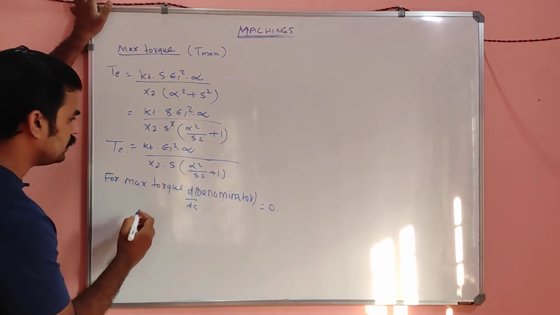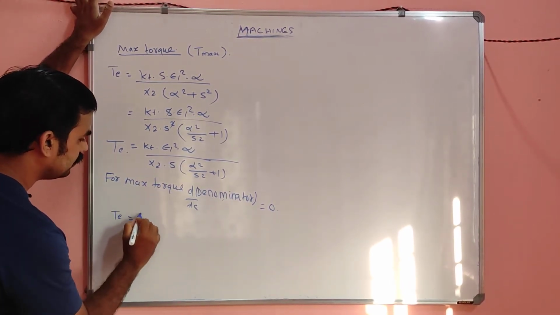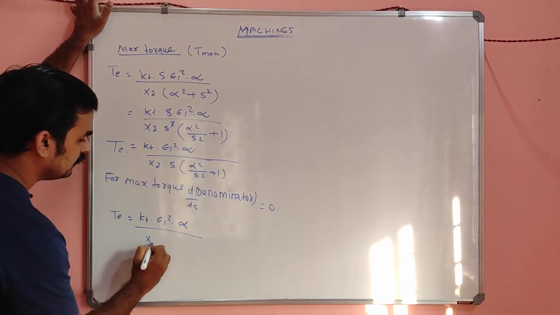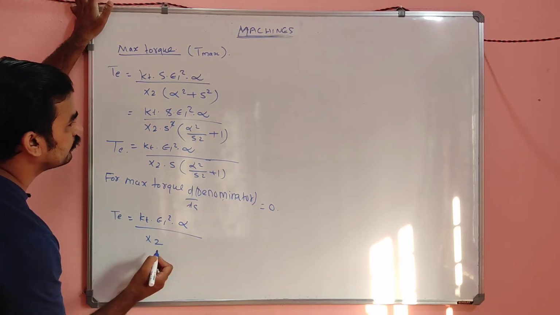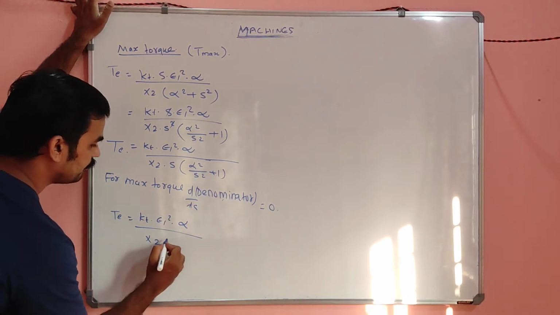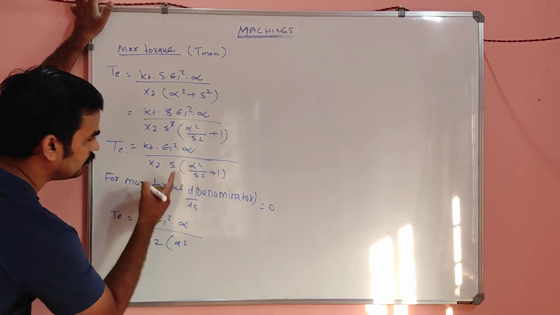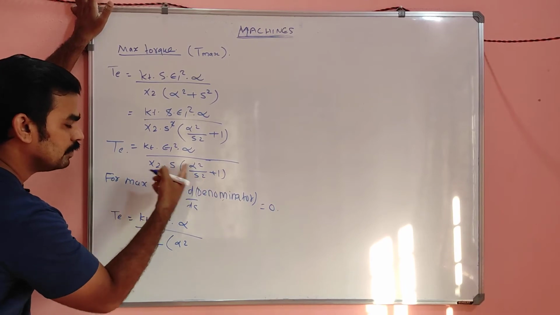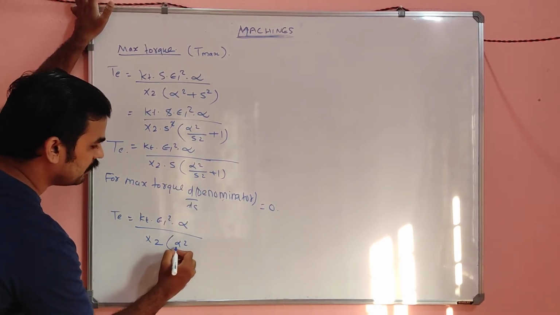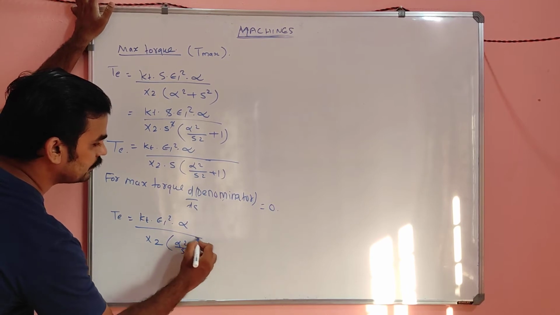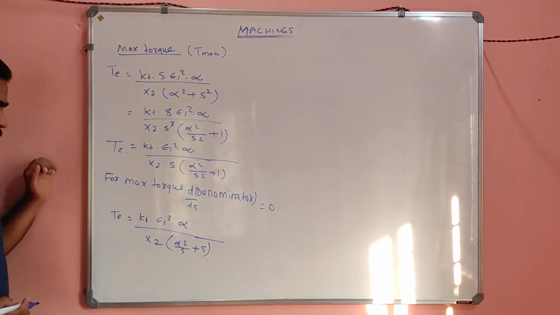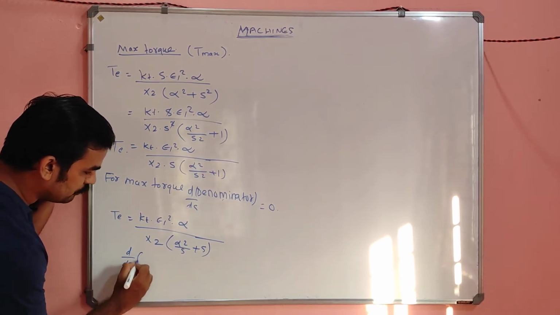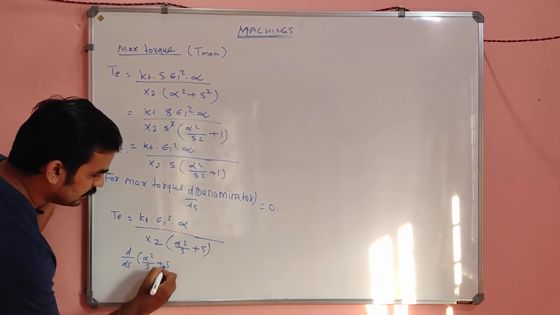You can again simplify the equation like T will be equal to KT E1 square alpha divided by x2 into alpha square, this and this s will be again, correct? You can multiply inside, correct? Alpha square by s plus s. So it will become d by ds of alpha square by s plus s is equal to 0.